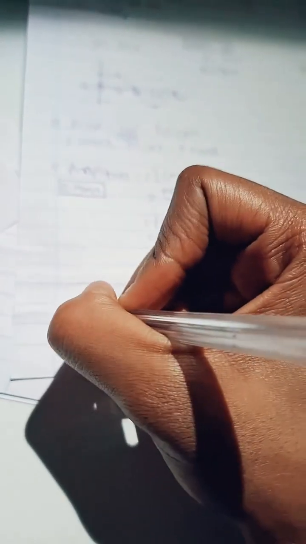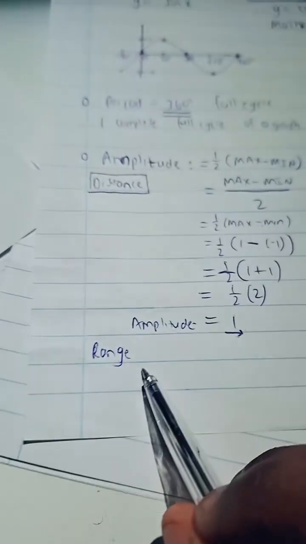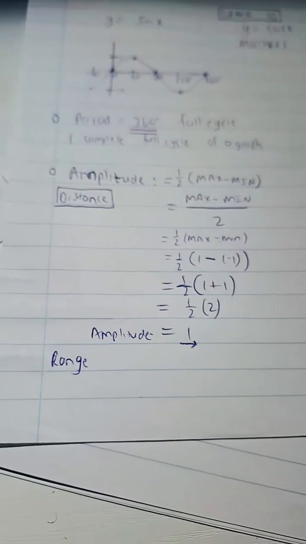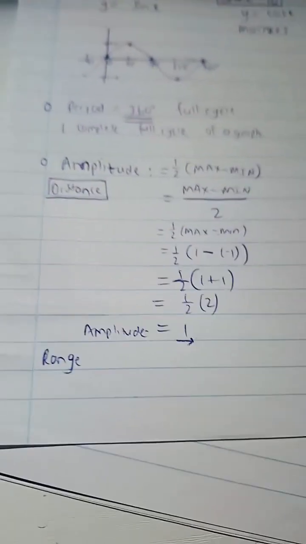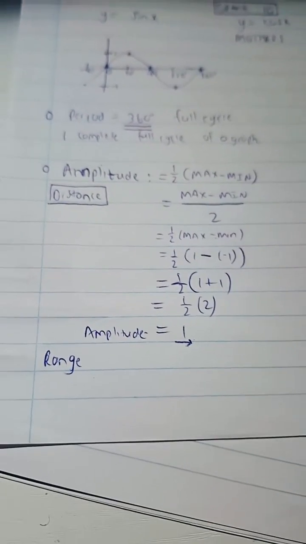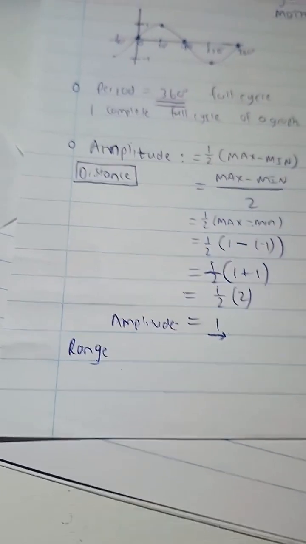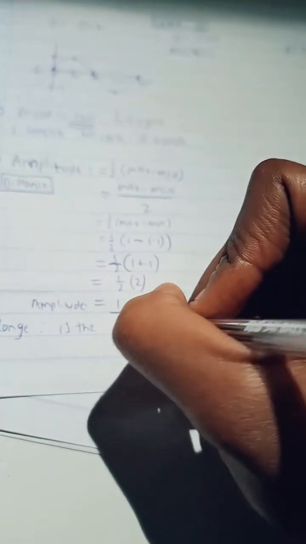And then last but not least, the concept that I want to look at now is the concept of range. Range is a concept even covered in your algebraic functions: your parabola, hyperbola, exponential function, and your straight line function. The definition of range is simply this. Range is the possible y values.